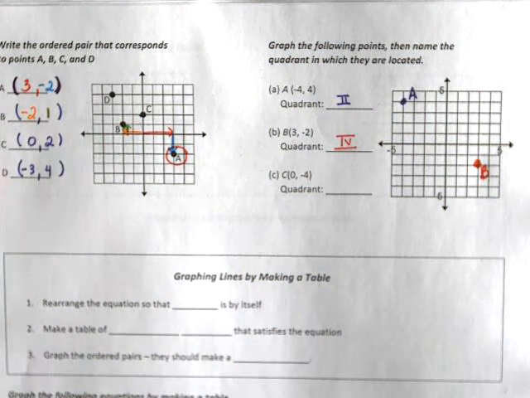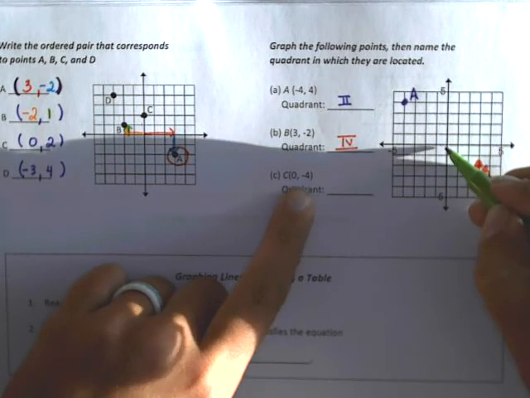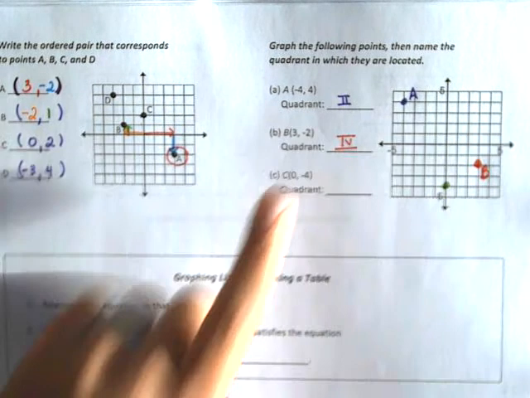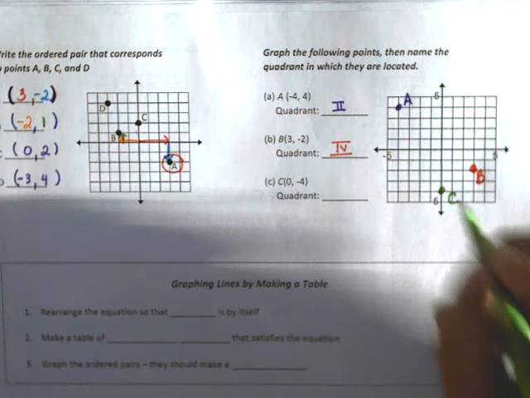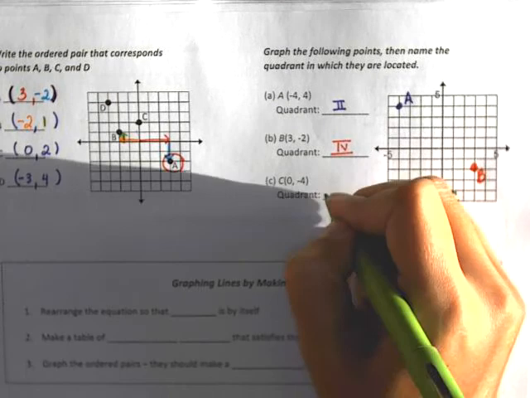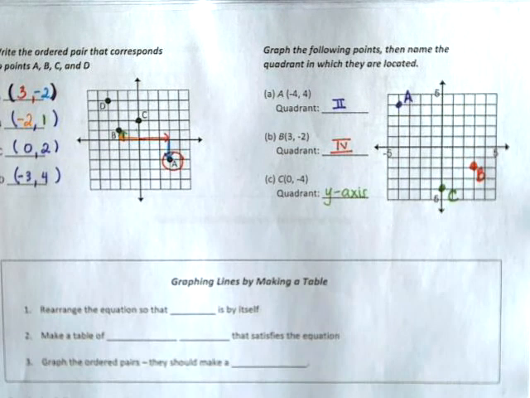And point C, since the first number is a 0, I wouldn't go left or right. The second number is -4, so I would just go down 4. I would label that point C, and my quadrant doesn't really exist. It's kind of like on the line between 2 quadrants. So what I would do for that one is just write y-axis. Now, if it was on the other line, so it was kind of in between 2 quadrants the other way, I would just write x-axis.